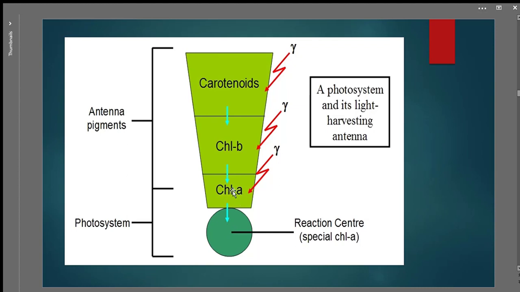The non-specialized chlorophyll A, the chlorophyll B, and the carotenoids trap the light energy from the sun at different wavelengths, and then they transfer that light energy, in form of electrons, to the reaction center where we have specialized chlorophyll A. The carotenoids, the chlorophyll B, and the non-specialized chlorophyll A, which we refer to as the antenna pigments or the accessory pigments, have the role of harvesting light, that is to trap light energy and transfer it to the reaction center.